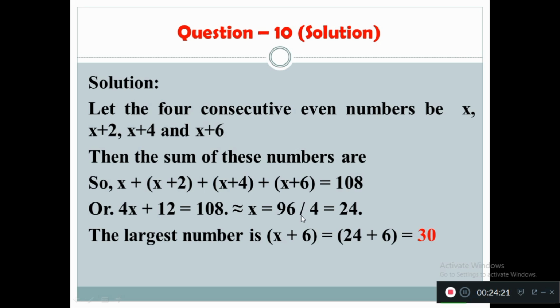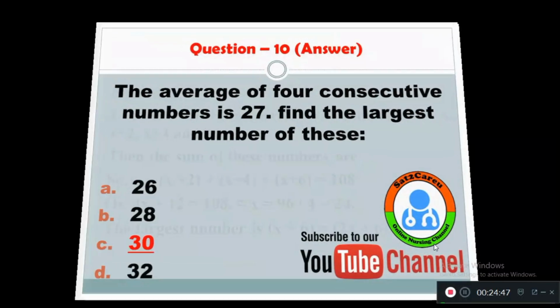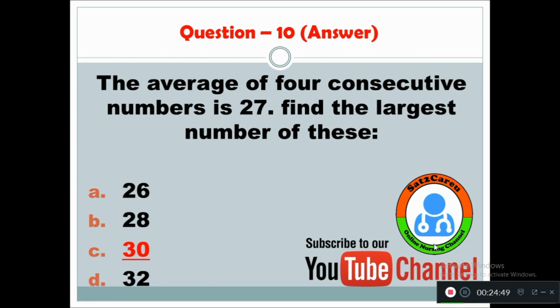So now apply the x value here. The x value which we got is 24. Now the largest number we want to find. In these consecutive numbers, the largest number is x plus 6. So apply the value of 24 here. x plus 6 can be written as 24 plus 6 after substituting the value of x. So that is 30. So 30 is the largest number according to this question.